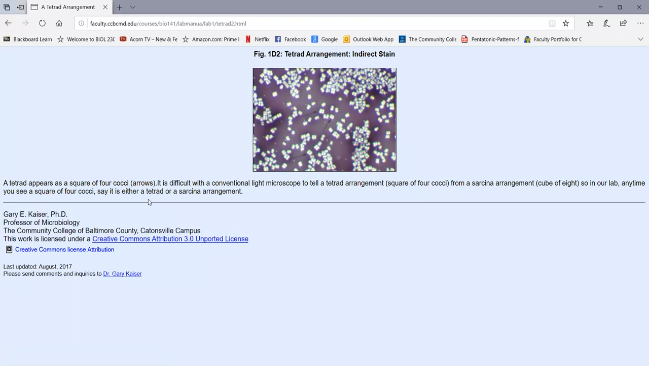Here's an indirect stain of Micrococcus luteus where you see the fours very nicely, the groups of four. Again, you always see these big clumps on slides where the bacteria don't separate if they come off a Petri plate. So you have to look where the bacteria are isolated and you see these nice groups of four. Now, of course, some of them do break apart along the way, but the predominant arrangement are these groups of four. So again, we typically say that was a tetrad or sarcina, since it's hard to tell a square of four from a cube of eight.